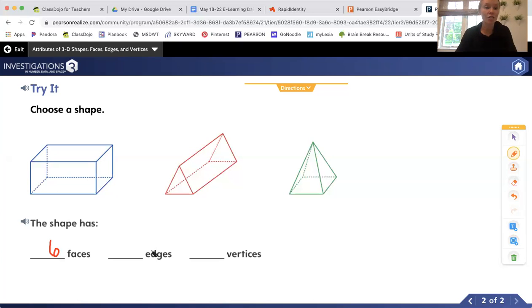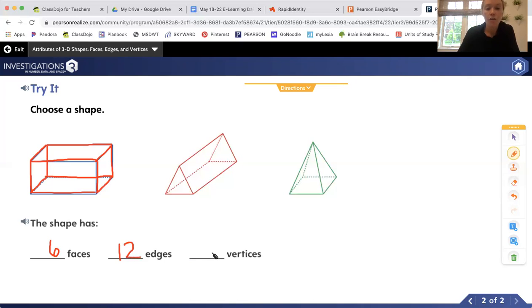And then edges. The edges are going to be the lines that we see. So we could say 1, 2, 3, 4, 5, 6, 7, 8, 9, 10, 11, and 12. Okay, so we have 12 edges.